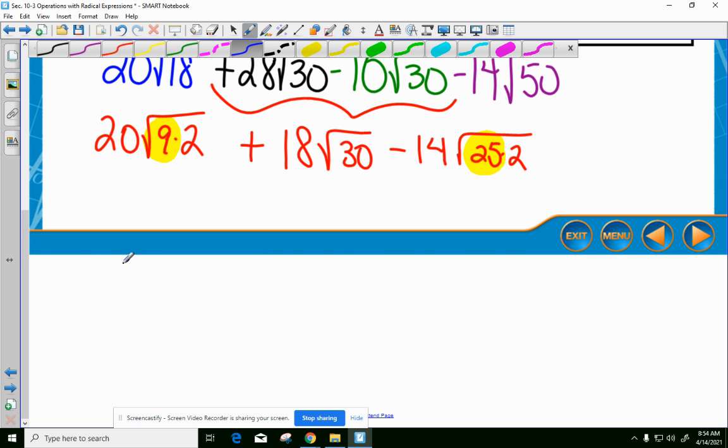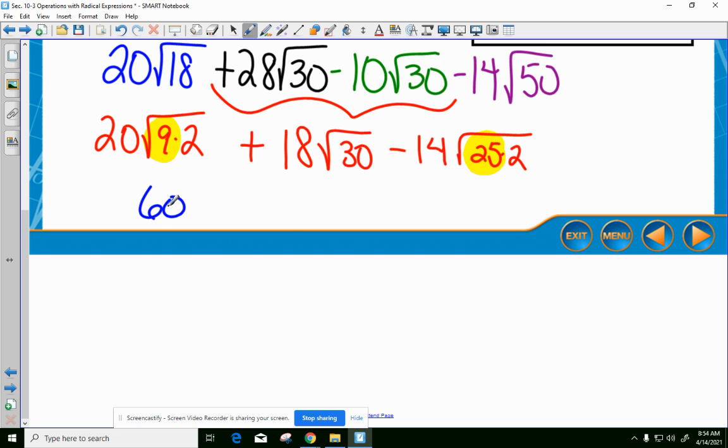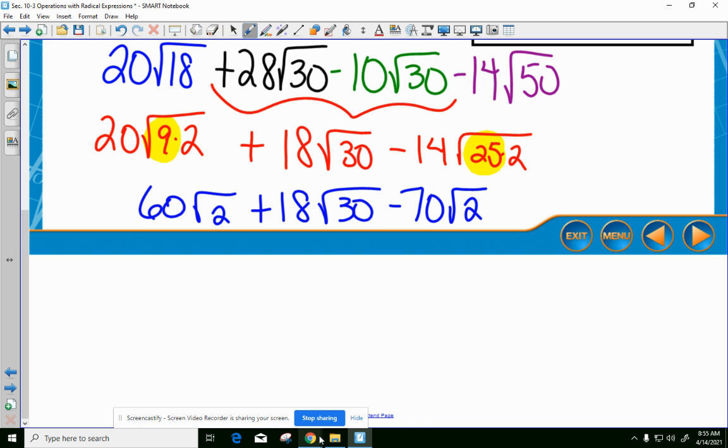So when I bring this square root of 9 out to join the 20, what do you get for a new coefficient? You get 60. So that would be 60 radical 2. I don't need to do anything with the 18 radical 30, not yet. On the end, what do I get there? You're bringing the square root of 25 out. What does it come out as? It comes out as a 5, but when I do 5 times 14, I get negative 70 radical 2. Am I done?